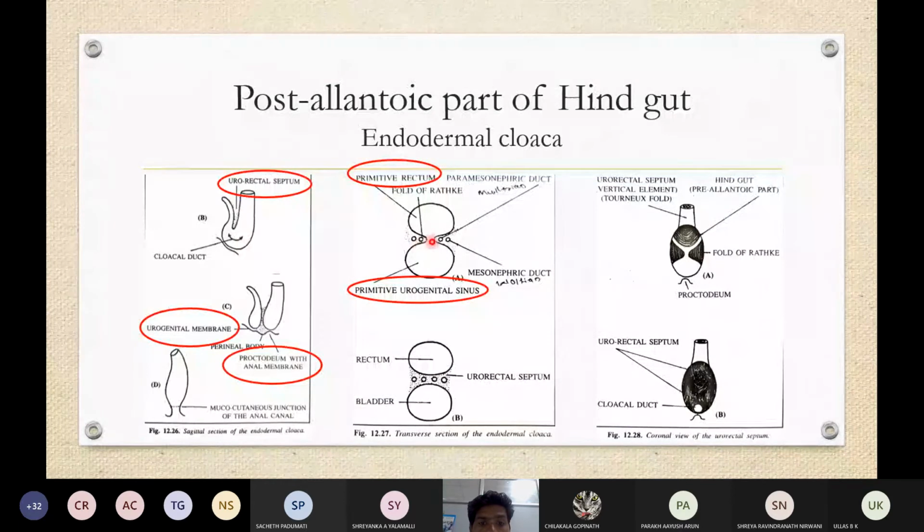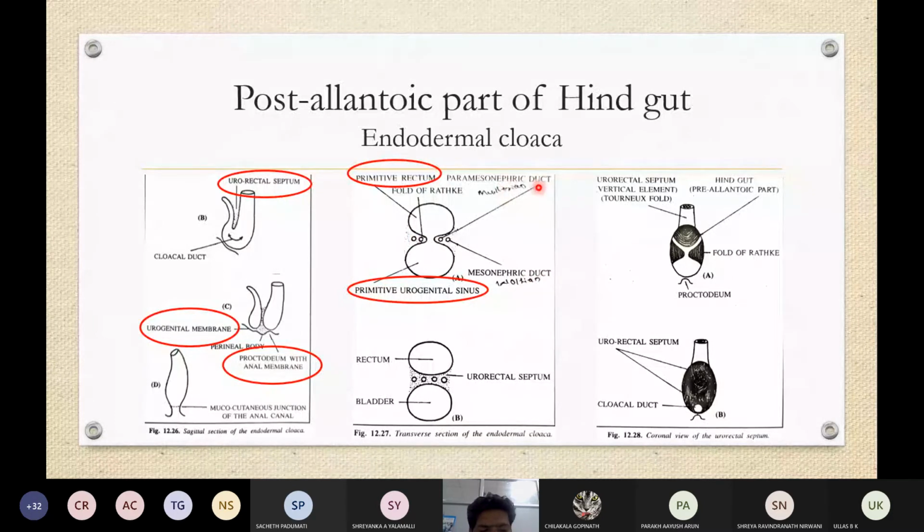I told you Rathke's pouch is the lateral fold formed over here. You are seeing the same Rathke's pouch. Within this Rathke's pouch, we can see two small ducts coming here. These are called the Mullerian duct and Wolffian duct, or the paramesonephric duct and mesonephric duct.